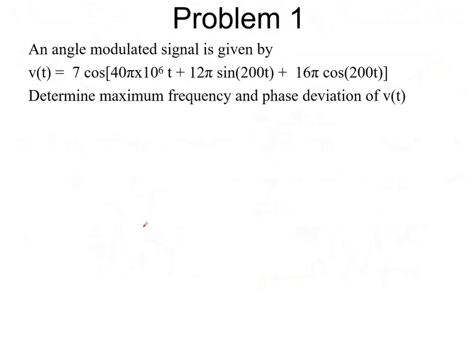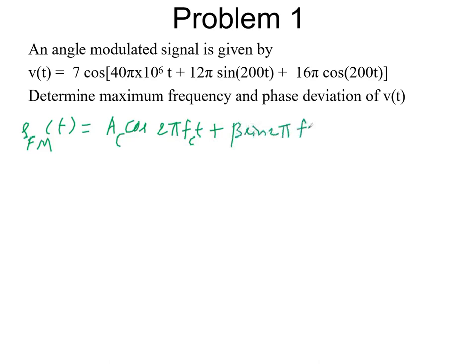Now, there are certain problems here which we are going to solve for our ease of understanding. And here if you observe this problem, always try to compare with our standard equation and you can arrive at so many other quantities. Our standard equation, for single tone, is given like this: SFM of t is Ac cos of 2 pi fct plus beta sin 2 pi fmt, where these are the different terms.